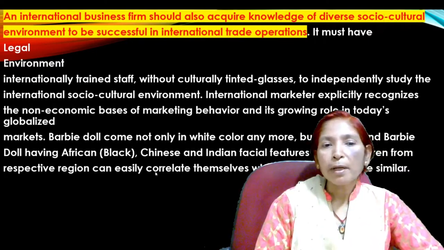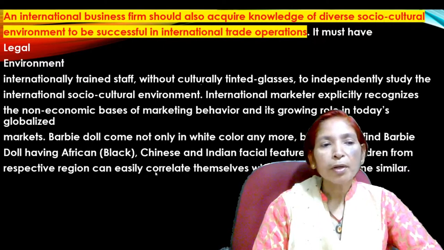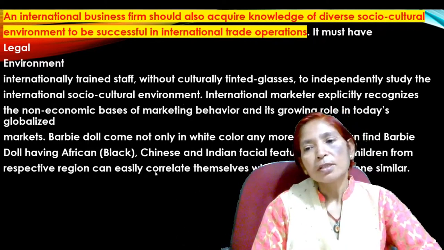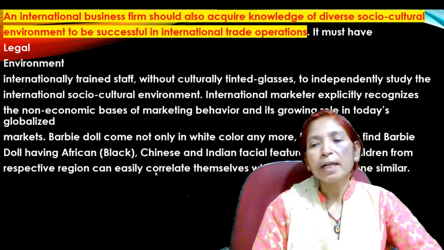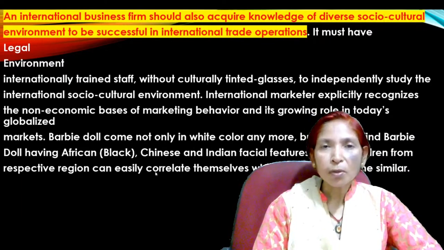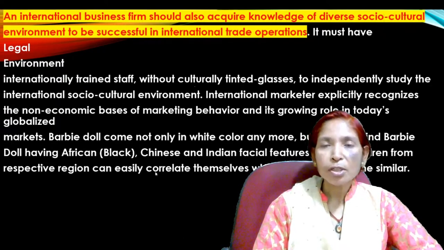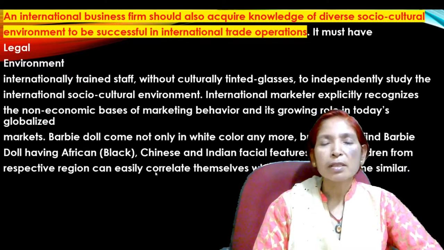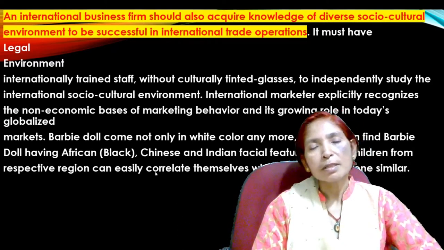For example, Barbie dolls do not come only in white color anymore. One can find Barbie dolls with African, meaning black, Chinese and Indian facial features, so that children from the respective regions can easily relate to them when they find someone similar. So if we want to do business internationally, we must understand the traditions, customs, religion, and languages of different countries and the attitude of the country's people towards our product. Then we can get more advantages from doing international business activities.